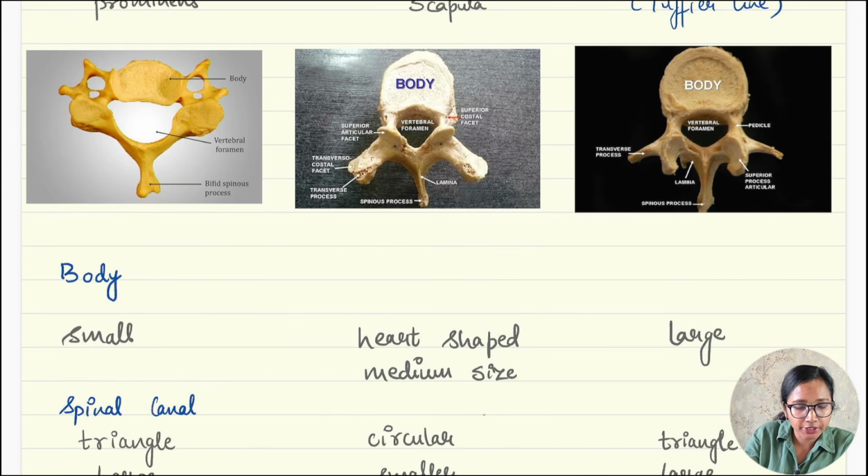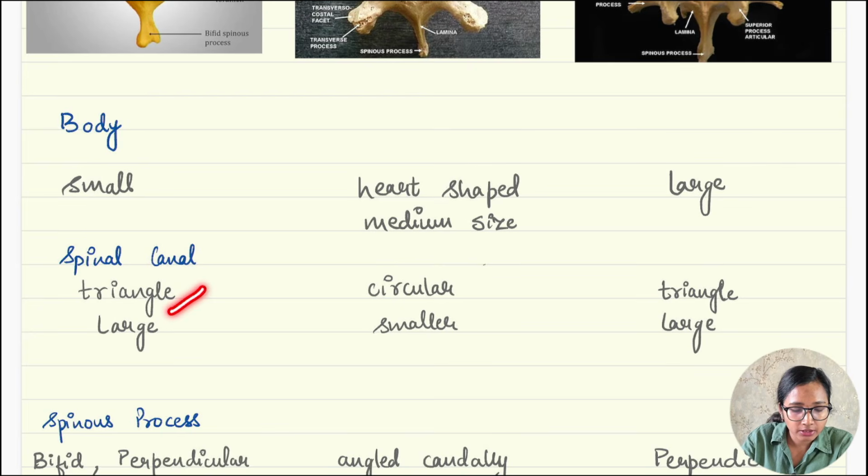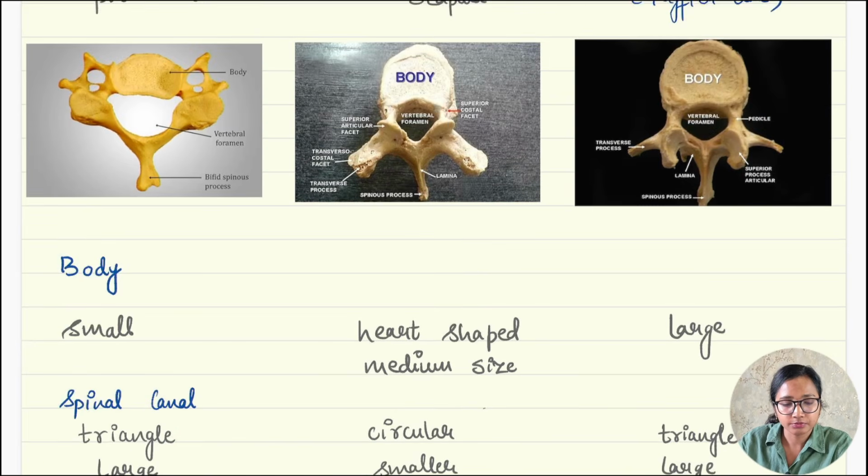If we talk about the body of the cervical, thoracic and lumbar vertebrae, the cervical body is small and the transverse processes originate from the body only. In the thoracic region, the body is heart shaped and medium size, and if we compare it with the lumbar body, it is large. The spinal canal is triangular and large in the cervical vertebral body.